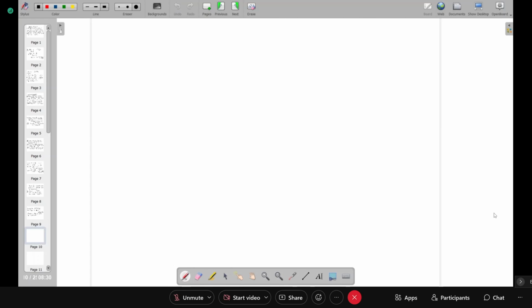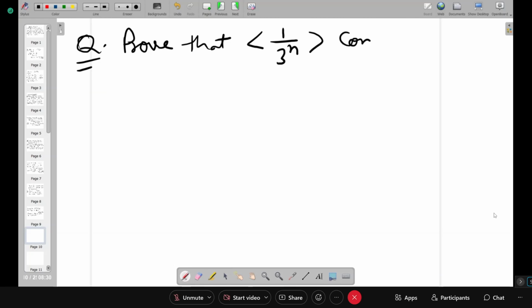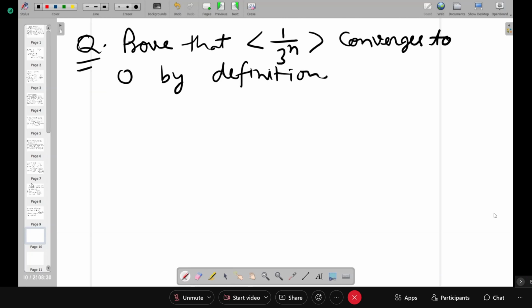Yes. Now, the question is: prove that 1 upon 3 to the power n converges to 0 by definition. By definition means by the definition of limit.